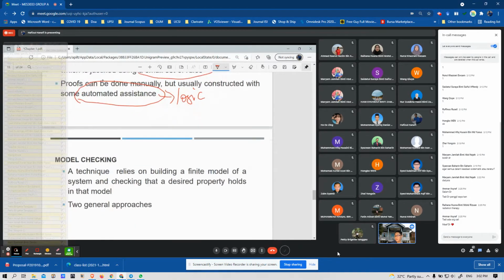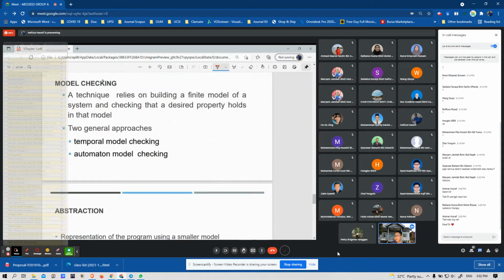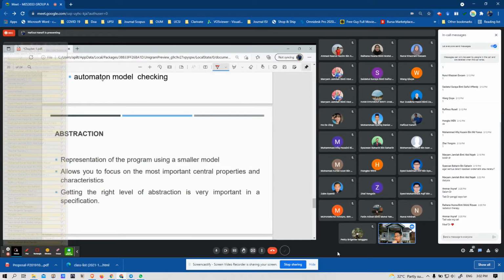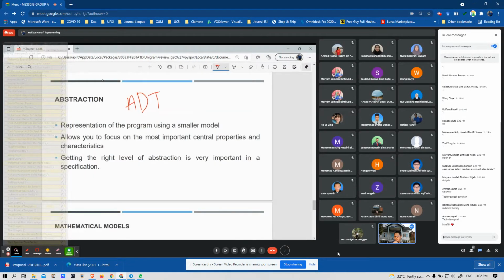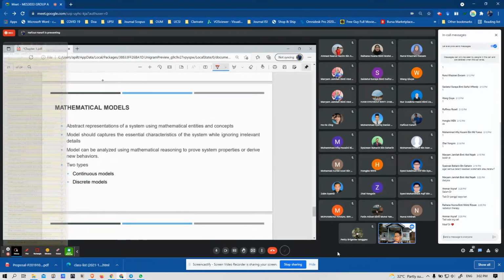And that's why we go by model checking. For model checking, we have temporal model checking and automated model checking. For the abstraction, ADT, abstract data type, represents a program with a smaller model. And then we use the mathematical model. We have two types here. First one is continuous modeling, and second is discrete modeling.